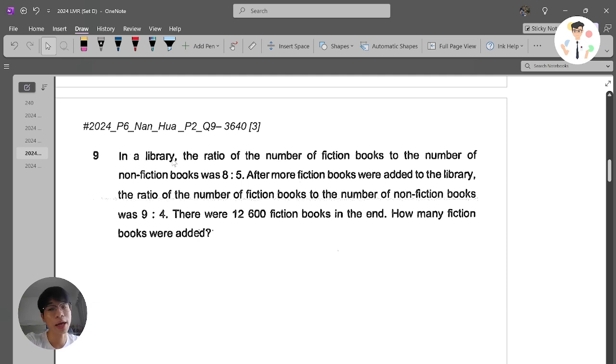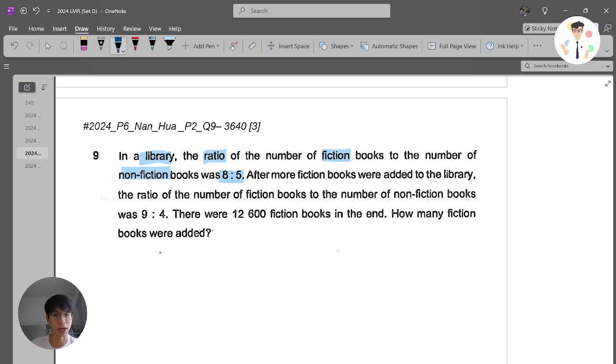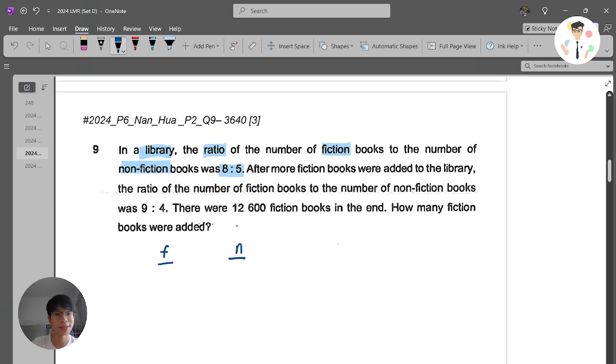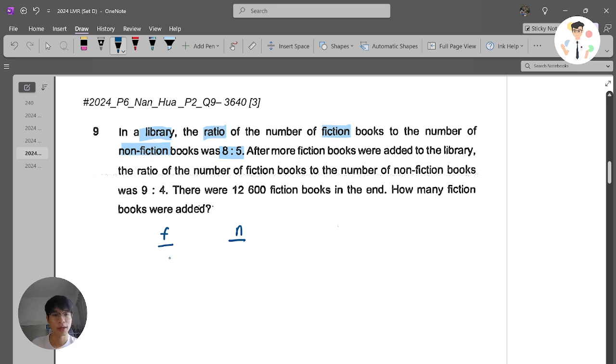Now, in a library, the ratio of the number of fiction books to the number of non-fiction books was 8 to 5. So this is a library, ratio, fiction book, non-fiction book is in 8 to 5. So let me just write this now in the ratio table, which I prefer to do. Fiction and non-fiction. And this is in the ratio of 8 to 5.